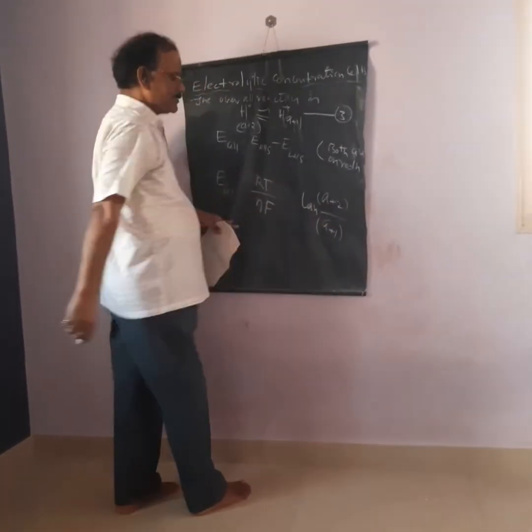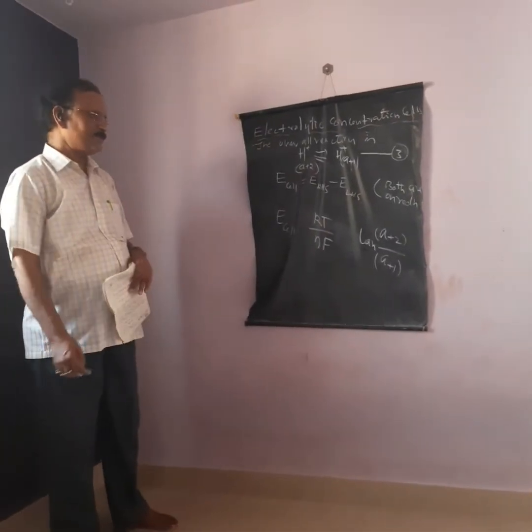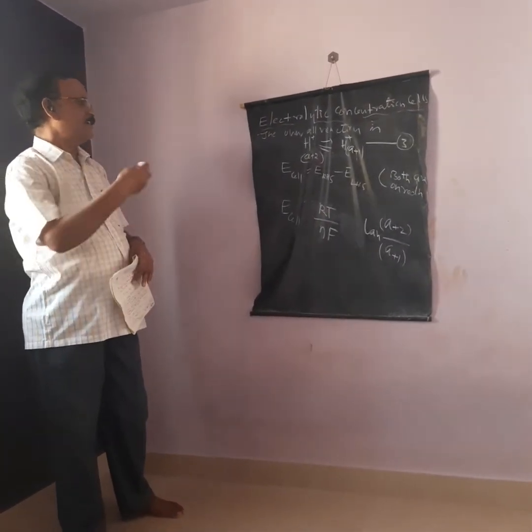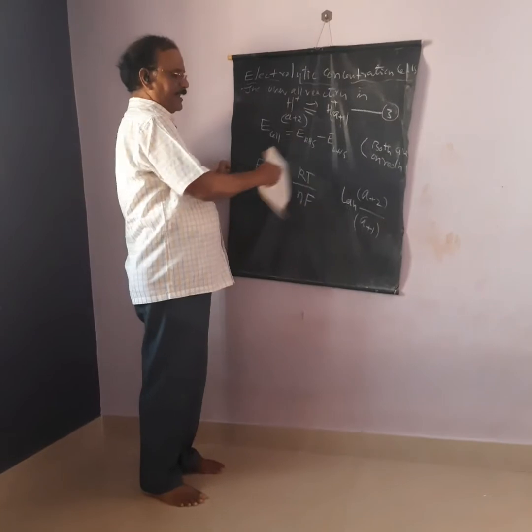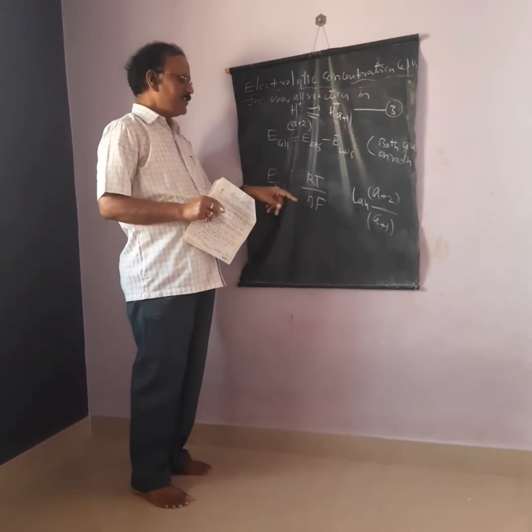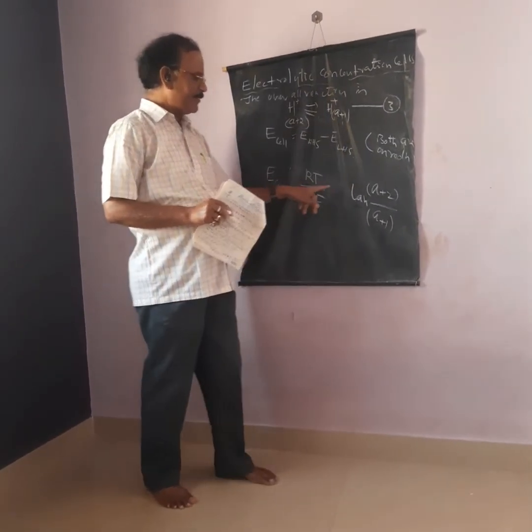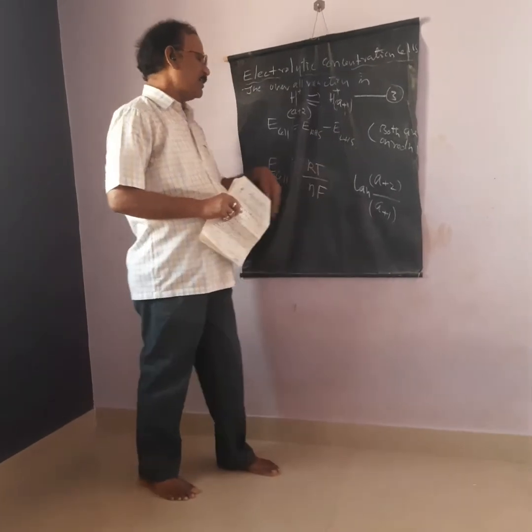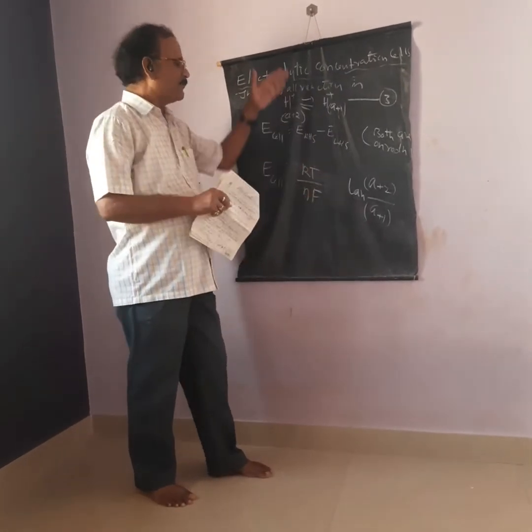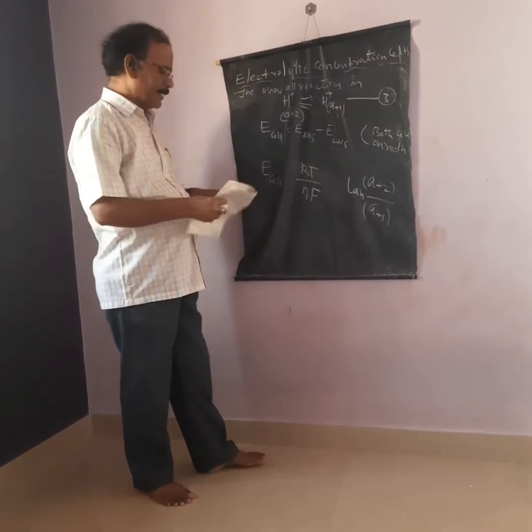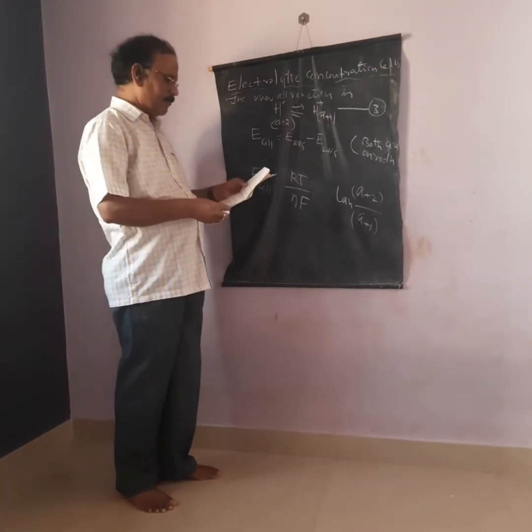ln (A plus 2 divided by A plus 1). So now, 2.303 RT by NF into log. So I can avoid that one ln, and the final equation I can get with the log. Yes, that is a logarithm.